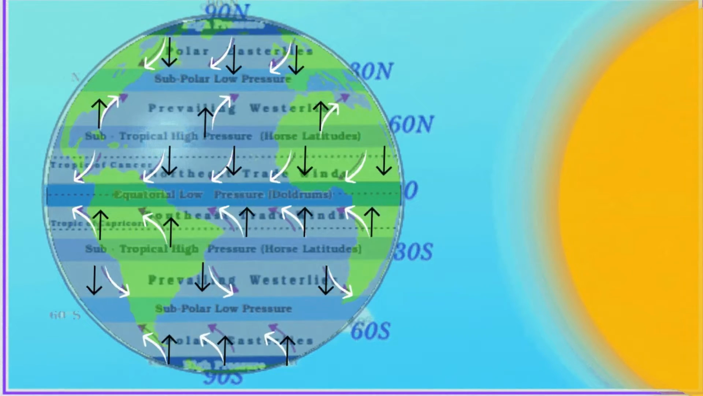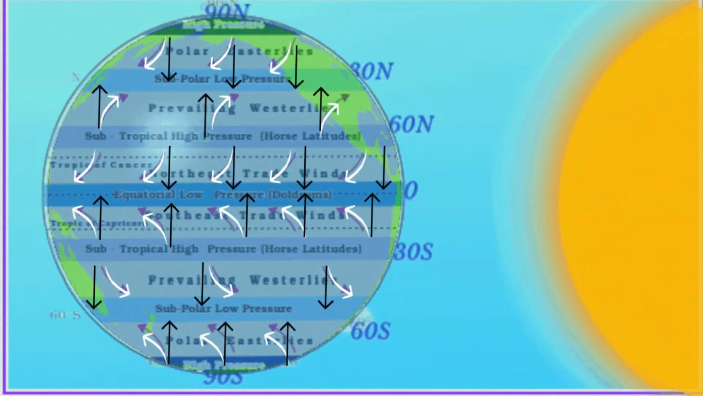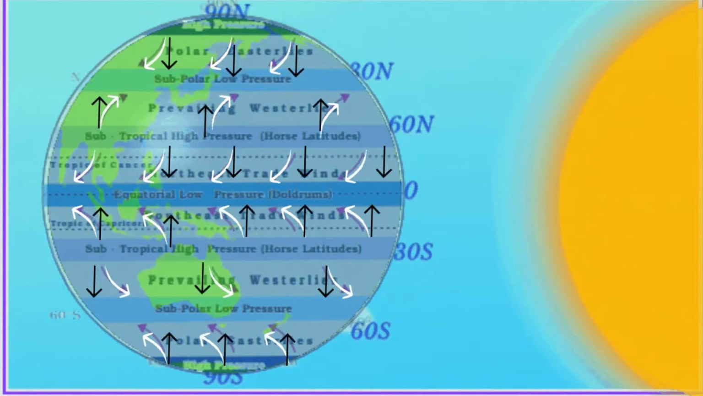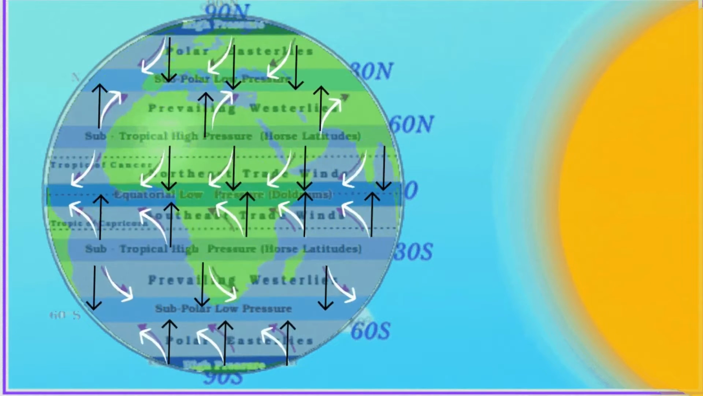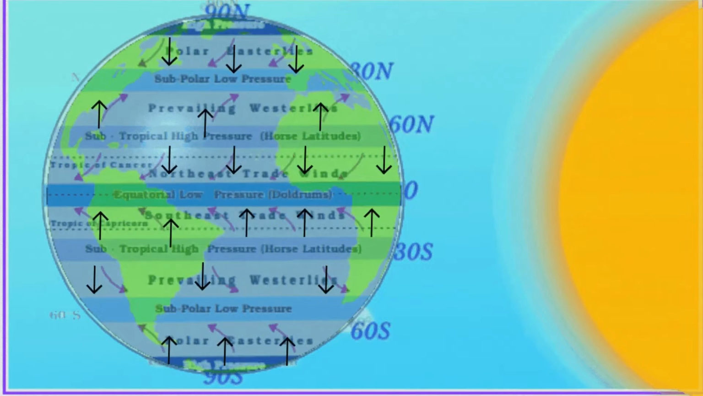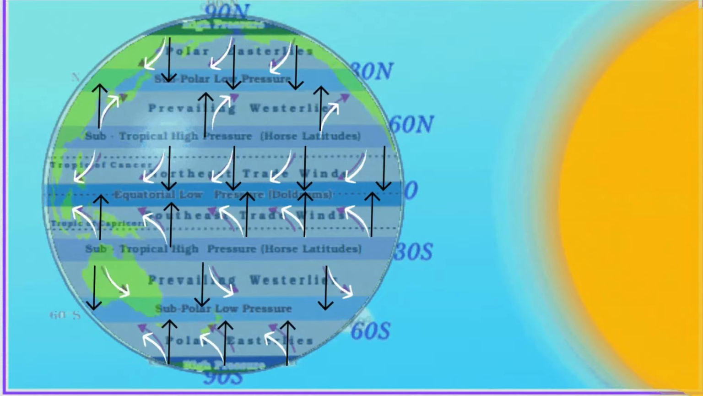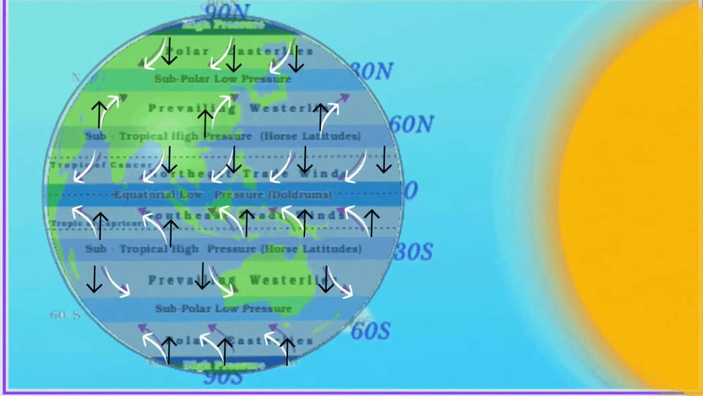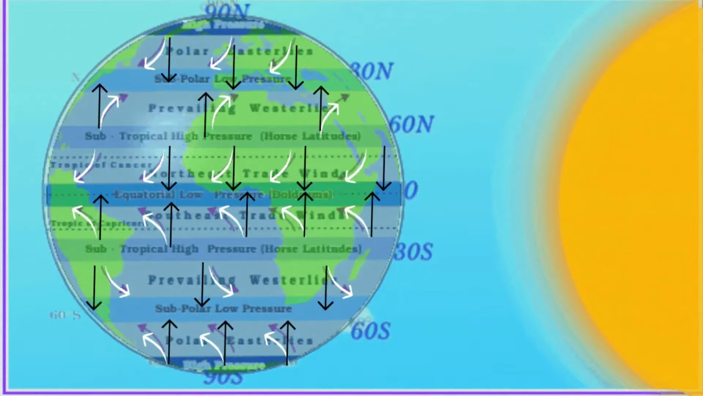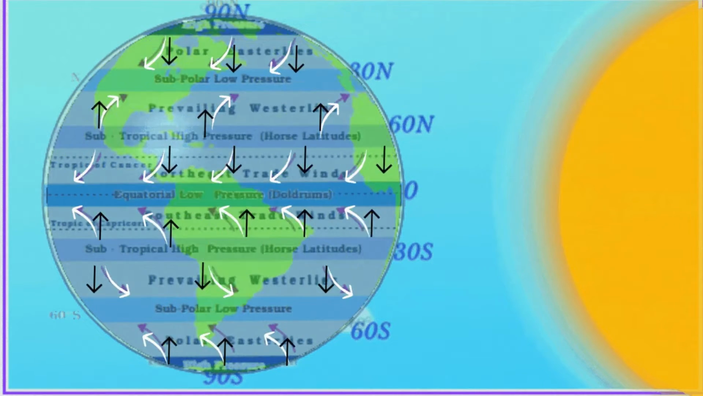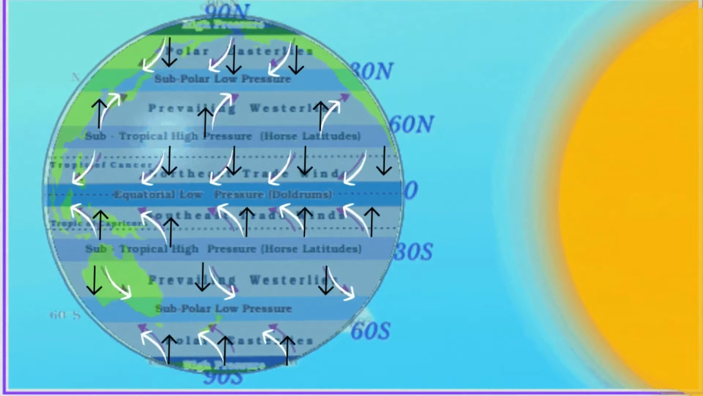Because the Earth is rotating, another force acts on the winds besides the initial pressure gradient force. This is the Coriolis force. Remember, we said that the Coriolis force causes large scale winds to be deflected to the right in the northern hemisphere and to the left in the southern hemisphere.